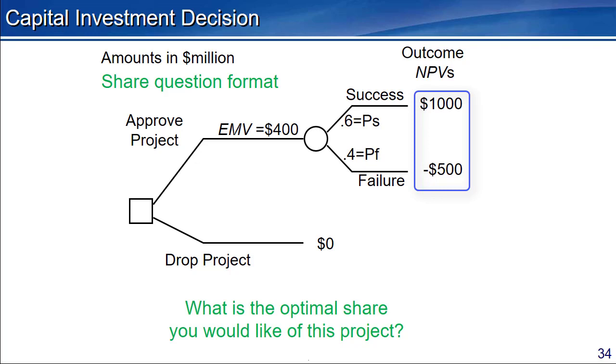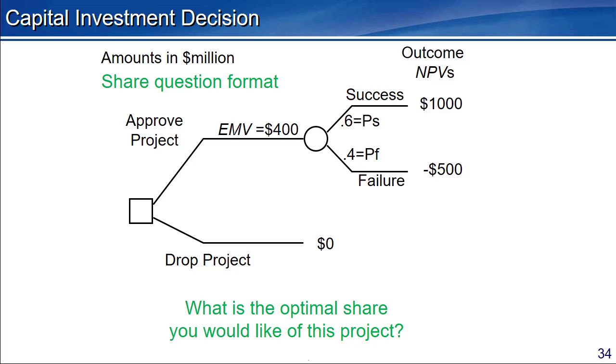Here I've scaled up this project. The amounts are in millions of US dollars. Assume 500 million is too much for you to risk on any project. What is your optimal share or ownership fraction of this project?